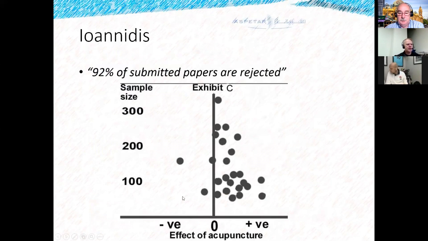If we were doing these trials fair dinkum and publishing everything that was out there, we'd have an equal number of studies over to the left-hand side and to the right-hand side of where the real effect is. It turns out that the real effect for acupuncture is essentially zero. But you can see there's a big bite taken out of the left side of this graph.